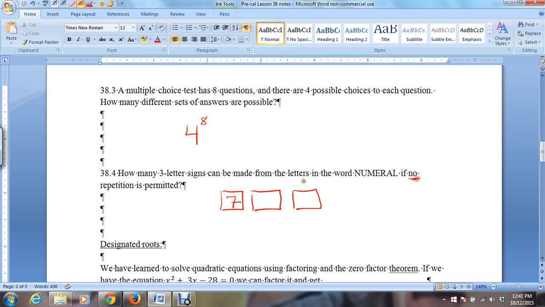No repetition is permitted here. So my next choice, I'll only have 6 to choose from because I can't use the letter I already used. And then for the third choice, I will only have 5 choices left. So my answer is going to be 7 times 6 times 5. And I would just multiply that out.